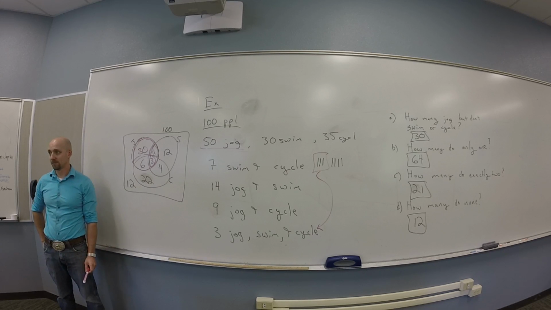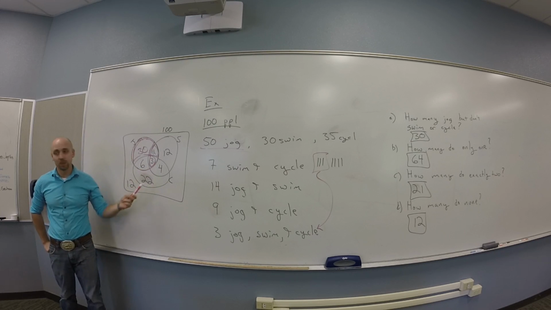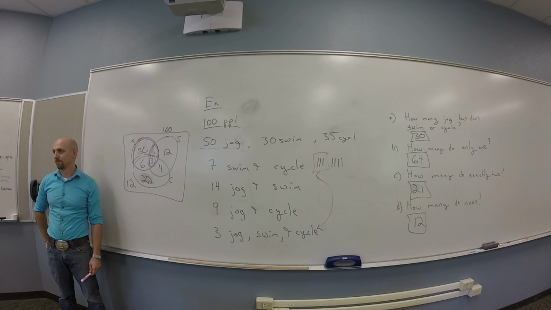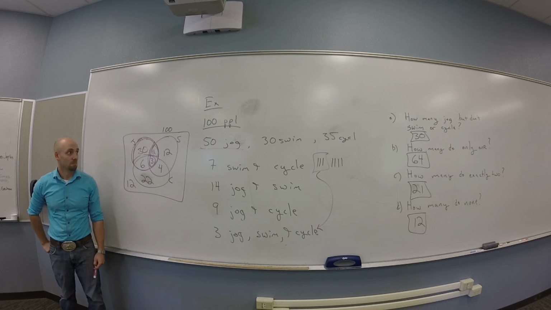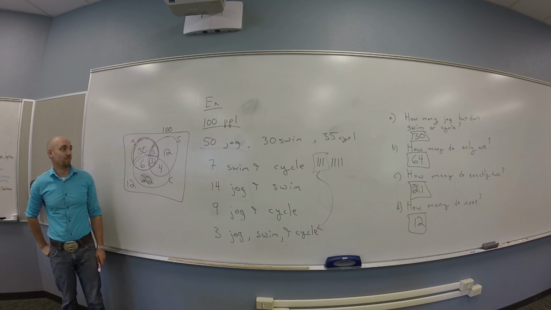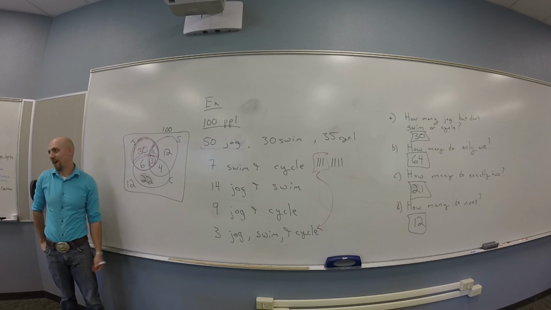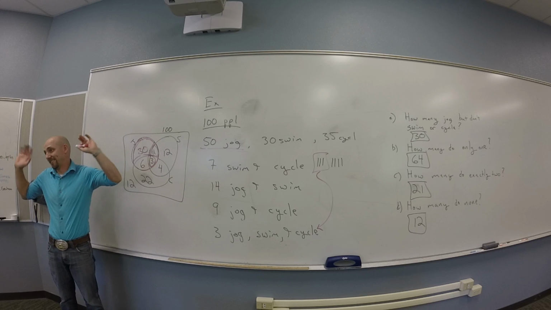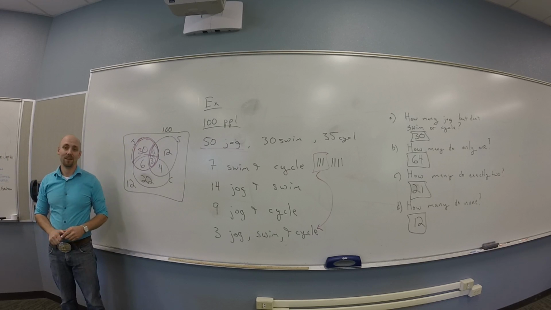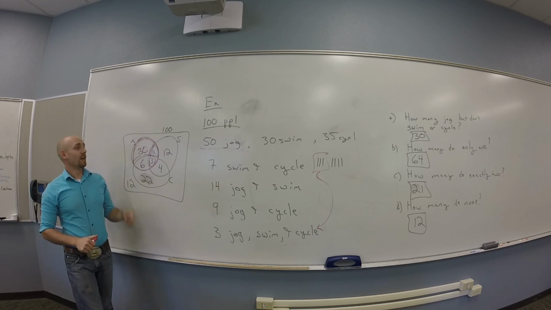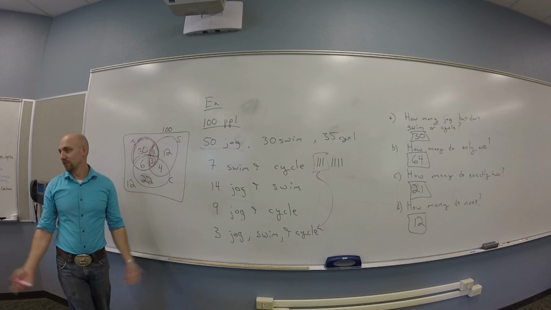So 12 would just be like bystanders or something? Yeah, 12 is the people who don't jog, swim, or cycle. Family, people who stay at home, or people who do a different activity. I don't know how they got these 100 people. For all I know, those are the judges and the refs.